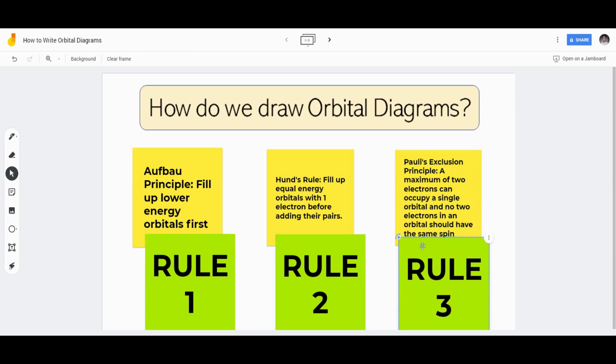And then finally, rule 3 is Pauli's exclusion principle, wherein it states that a maximum of 2 electrons can occupy a single orbital and no 2 electrons in an orbital should have the same spin. So basically in a box, okay, you cannot have 3 electrons, you cannot have 4, you only have a maximum of 2. And furthermore, those 2 electrons cannot have the same spin.